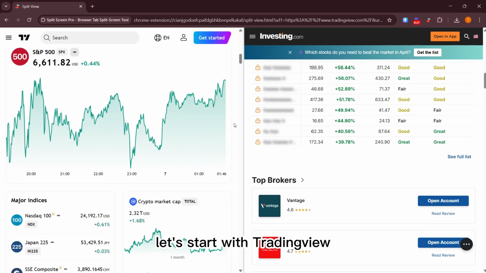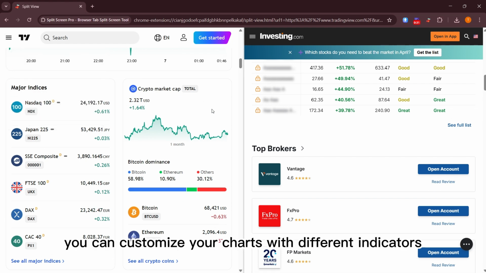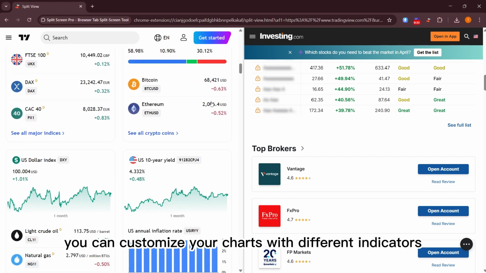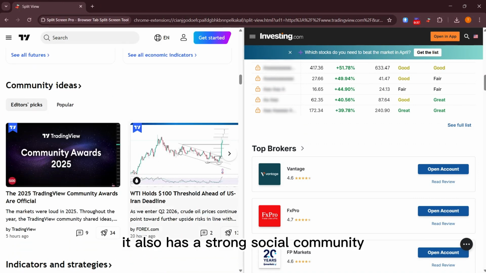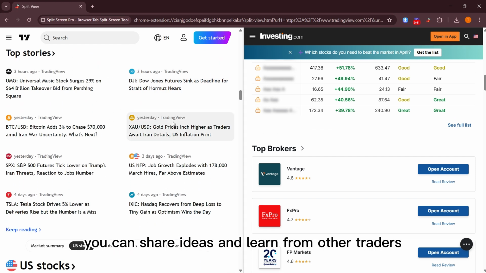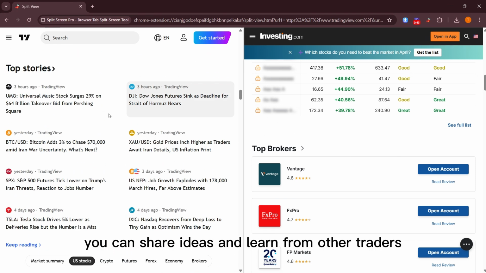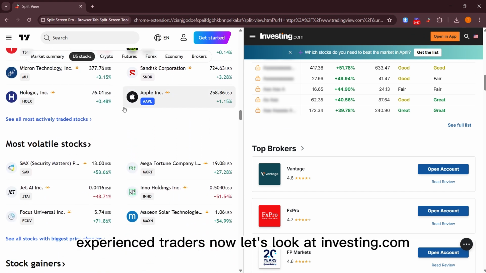Let's start with TradingView. It's known for its advanced charting tools. You can customize your charts with different indicators, drawing tools, and time frames. It also has a strong social community. You can share ideas and learn from other traders. This makes it great for both beginners and experienced traders.